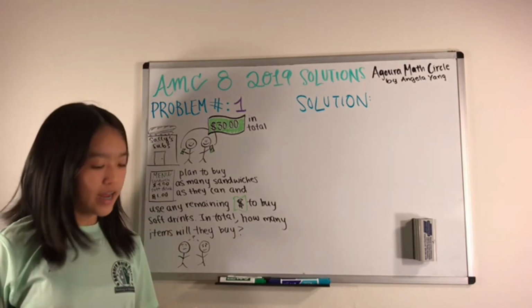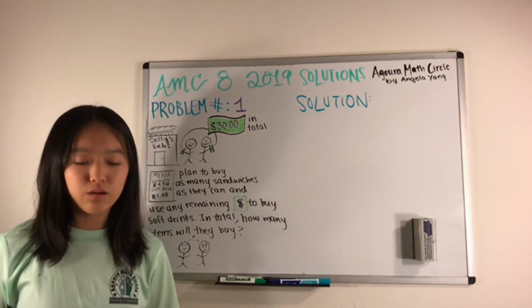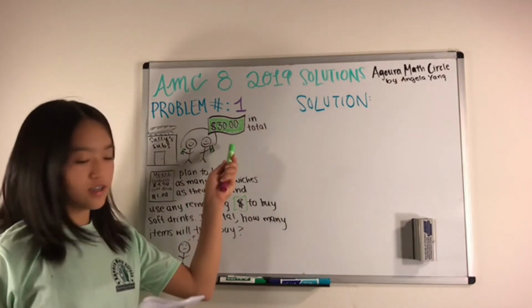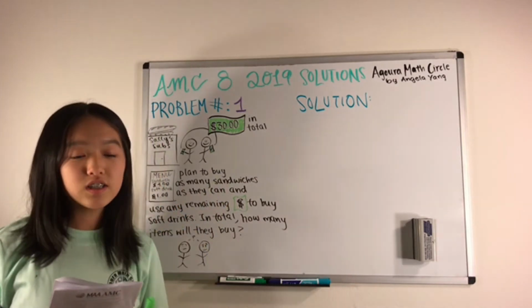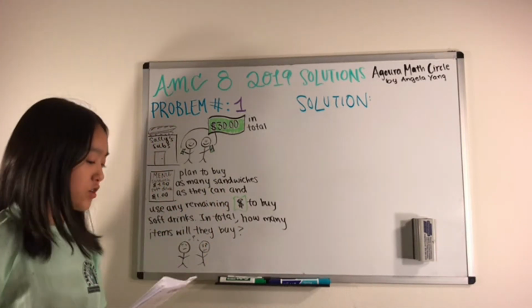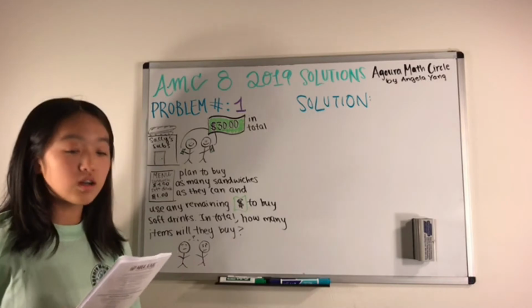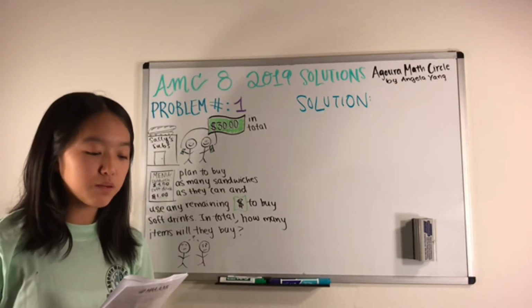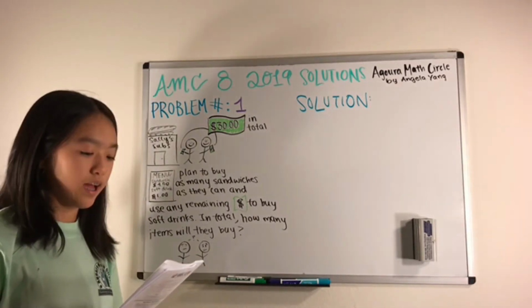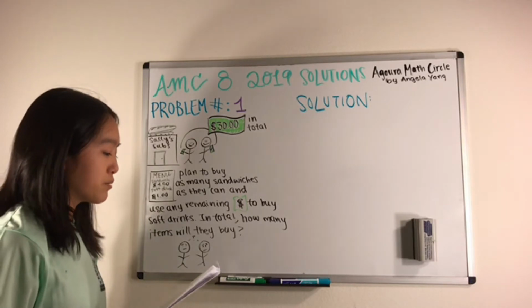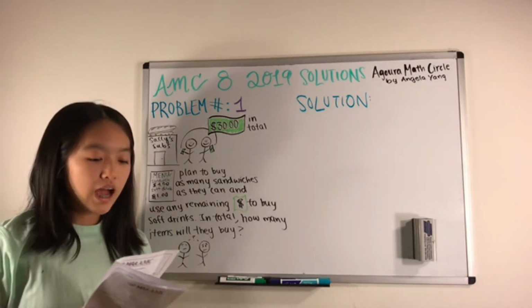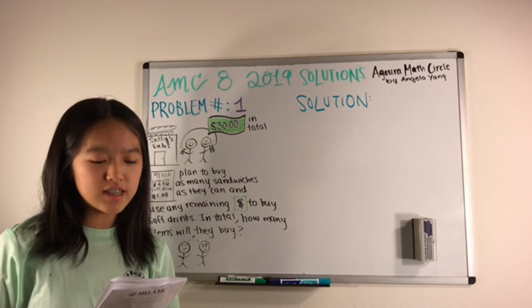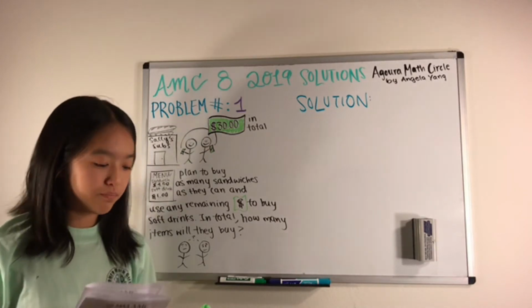Problem number 1 states, Ike and Mike go into a sandwich shop with a total of $30 to spend. Sandwiches cost $4.50 each, and soft drinks cost $1 each. Ike and Mike plan to buy as many sandwiches as they can and use any remaining money to buy soft drinks. Counting both soft drinks and sandwiches, how many items will they buy?